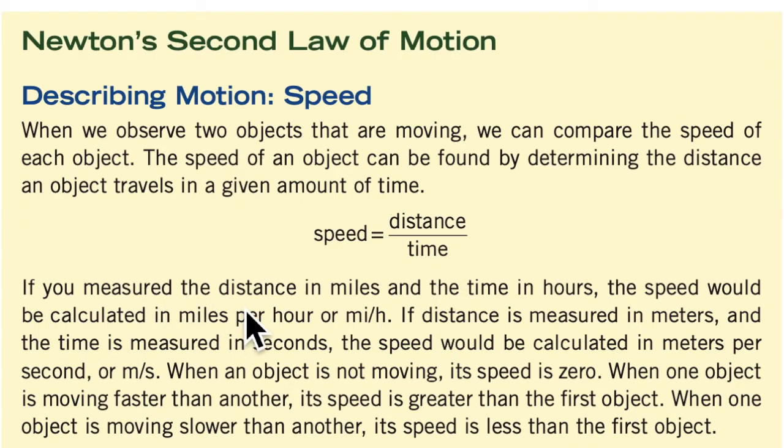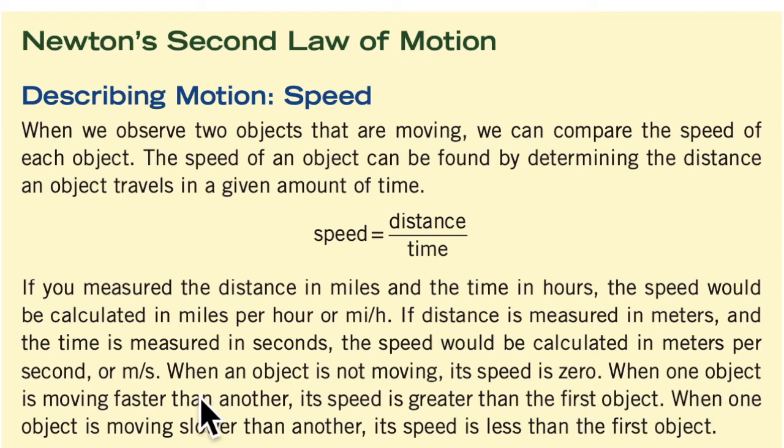If you measure the distance in miles and the time in hours, the speed would be calculated in miles per hour, or miles divided by hours. If distance is measured in meters and the time is measured in seconds, the speed would be calculated in meters per second, or meters divided by seconds. When an object is not moving, its speed is 0.